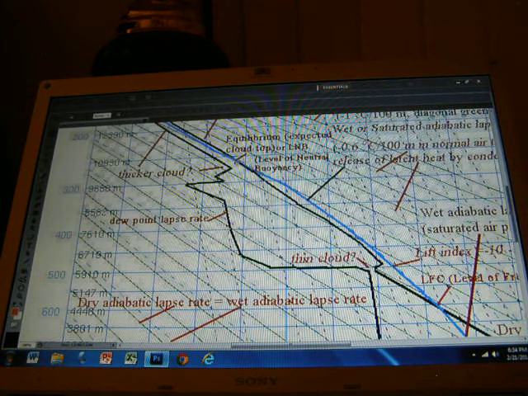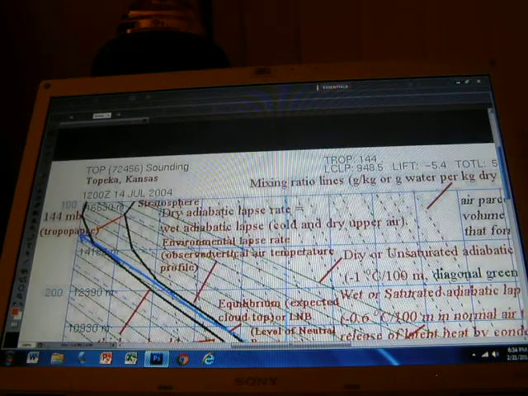because from this point higher, the air parcel's temperature is colder than the environmental air, the air surrounding the air parcel. So the air parcel is heavier and tends to sink back. Without the lift force, the air parcel will stay here. So we say this is the cloud top. We look at the environmental lapse rate at the 144 millibar level. There is an inversion. So this is actually the stratosphere.